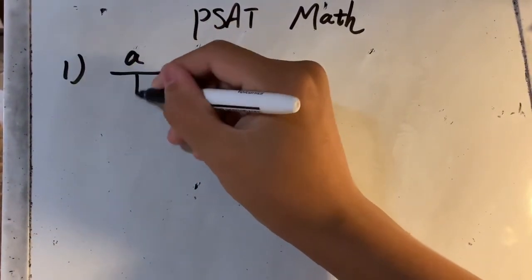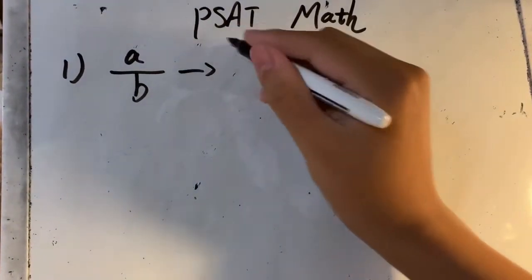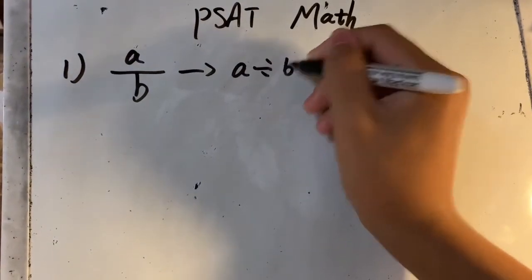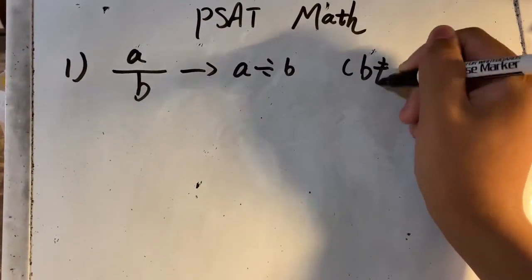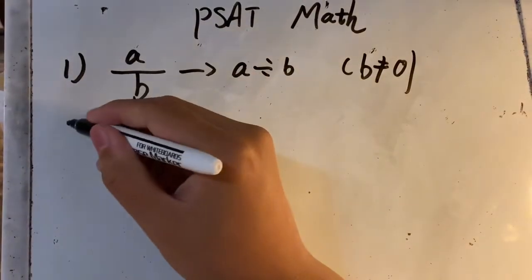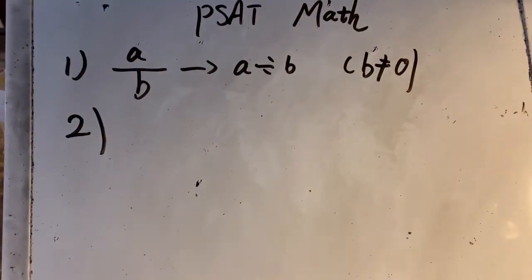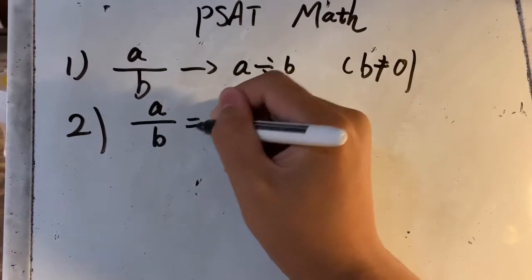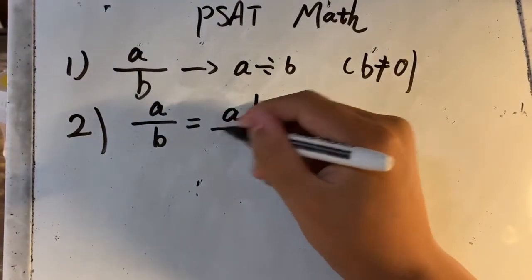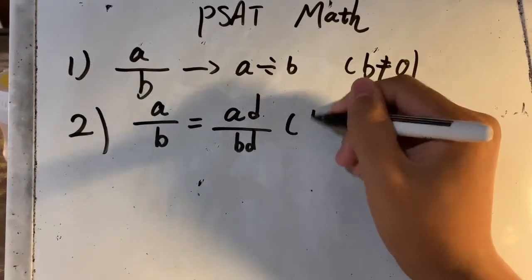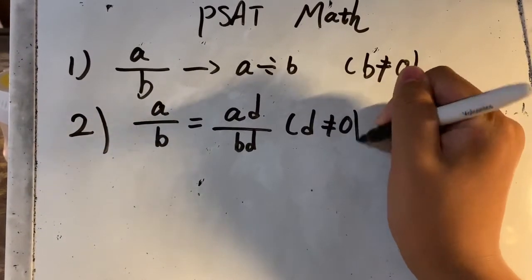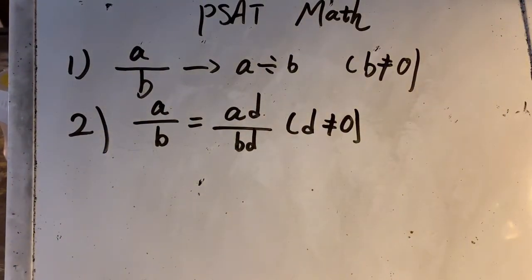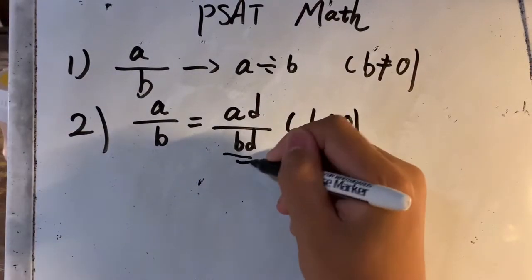The basic definition of the fraction is a over b, which is equal to a divided by b, where b is not 0, since we know if it is 0, it will be undefined. And then this will be equal to AD over BD, where D is not equal to 0. This will also be important.